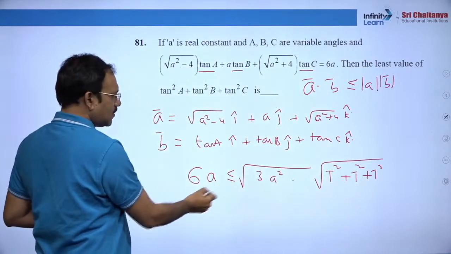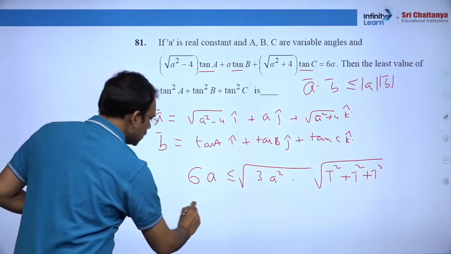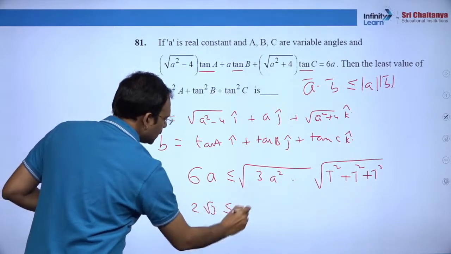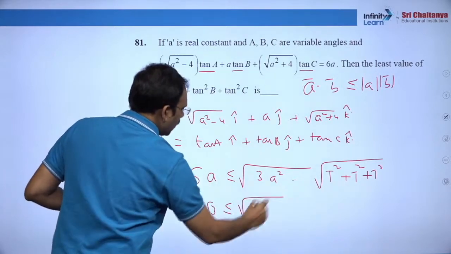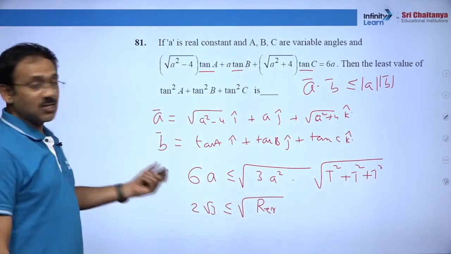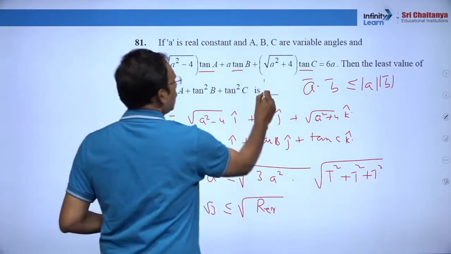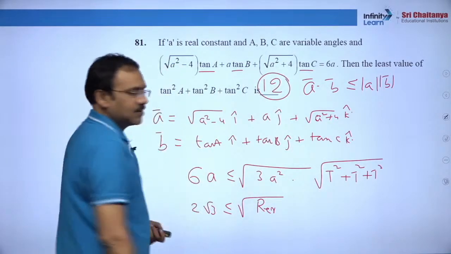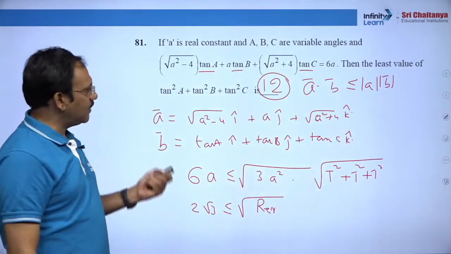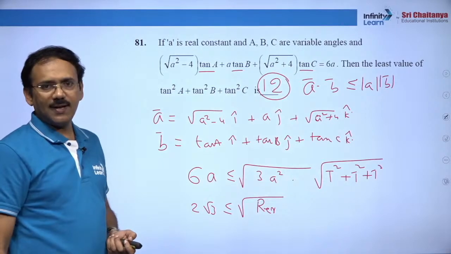So, you can just, my dear friends, root 3 into A can be cancelled, this is 2 root 3 less than or equal to root of the required expression. Square on both sides, the required expression is greater than or equal to 12. So, its least value is going to be 12, my dear friends. So, Cauchy-Schwarz inequality helps in finding the optimum value of the given expression.